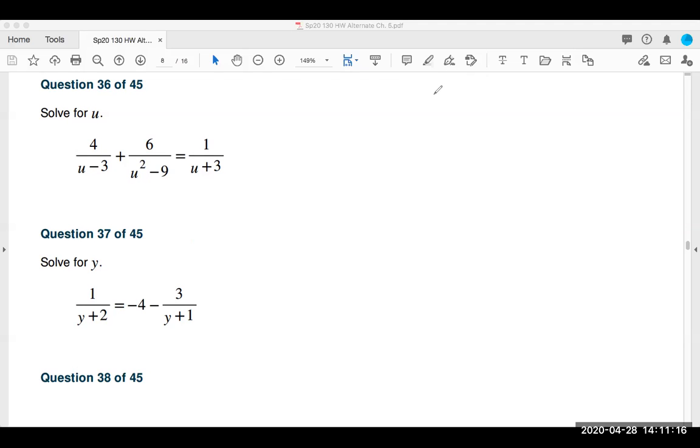Okay, so for question 36, again, we're going to find our LCD. We need to factor down. Here we have a u minus 3. Here, this is a difference of squares. It factors into u plus 3, u minus 3.